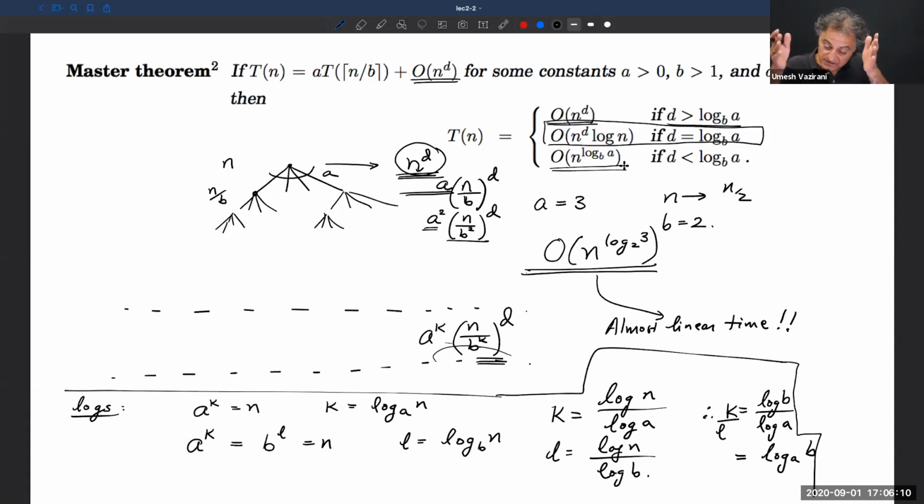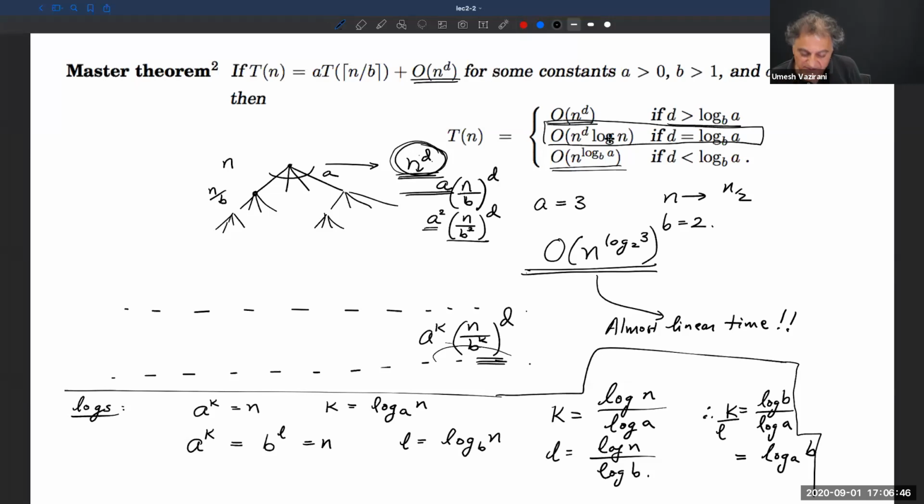The other possibility is that this series is converging, meaning it's getting smaller and smaller as you go down, in which case this first term is the biggest term. And then the third possibility is you have it just right, where this term is equal to this term, equal to this term, and so on. So in this case, each of them is equal to n to the d, but how many of them are there? Well, there are log n levels to the tree, so it takes you n to the d times log n. So those are the three cases in this theorem.